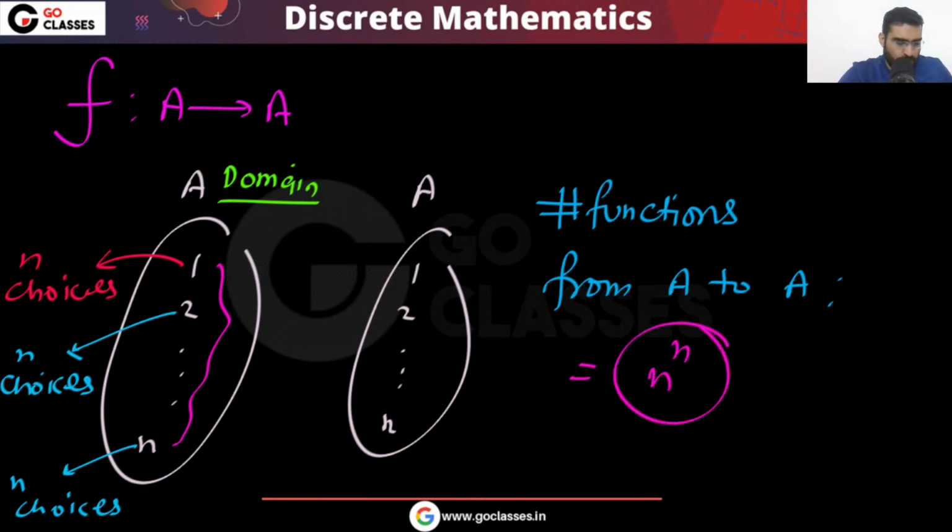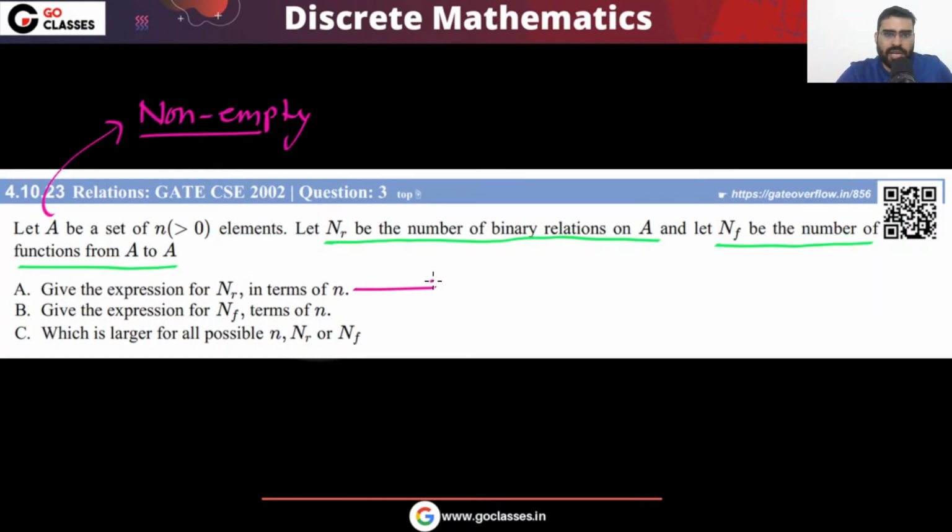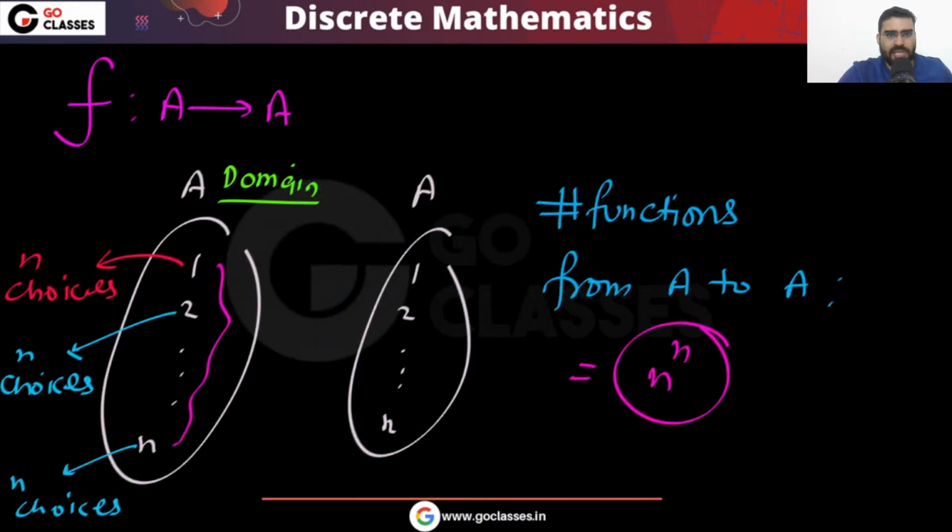So we got the number of functions, that is nf, as given in the question. We found nf, and we found nr, both of them. So what will nr be? nr will be 2 power n square, and nf will be n power n. Now what is the relation between them? We have to find which is bigger, nf or nr.